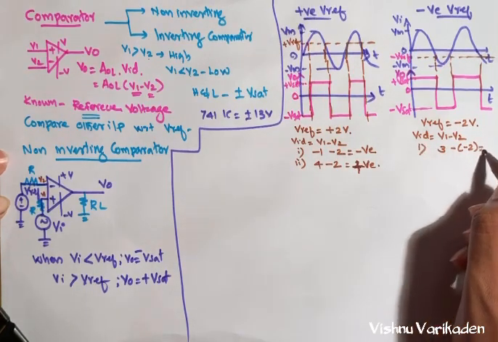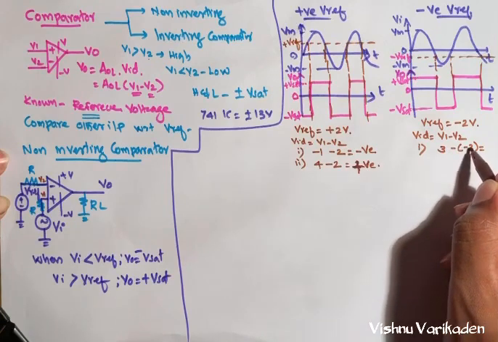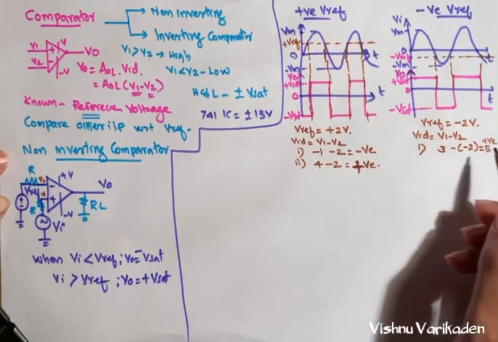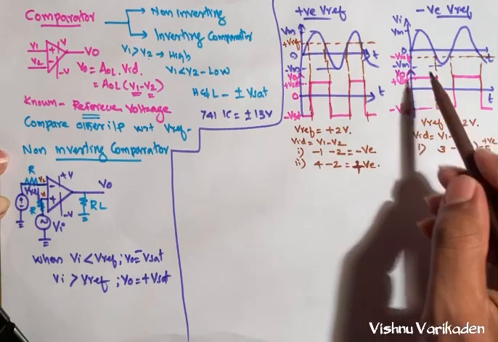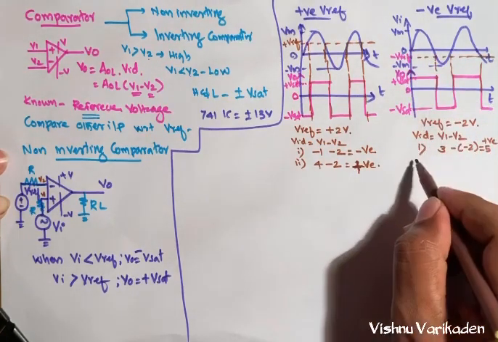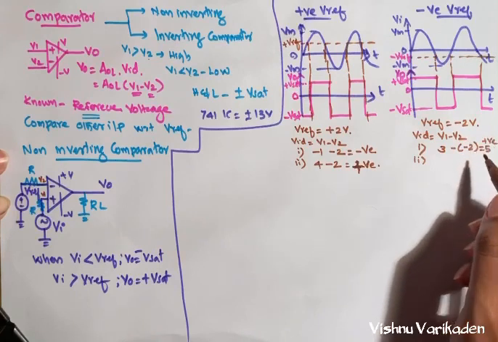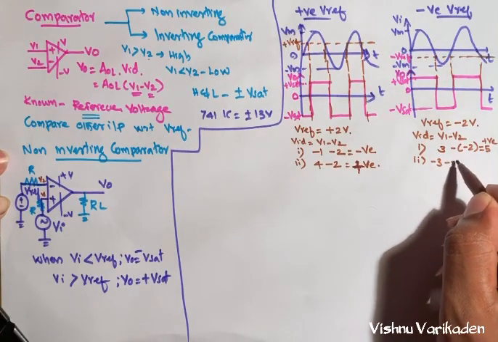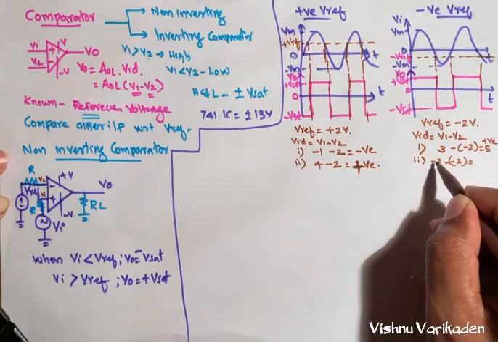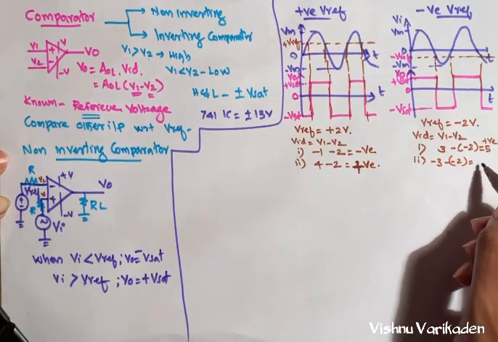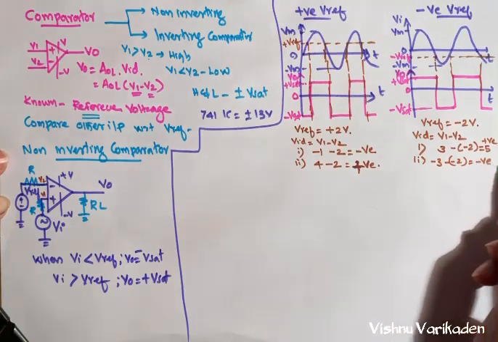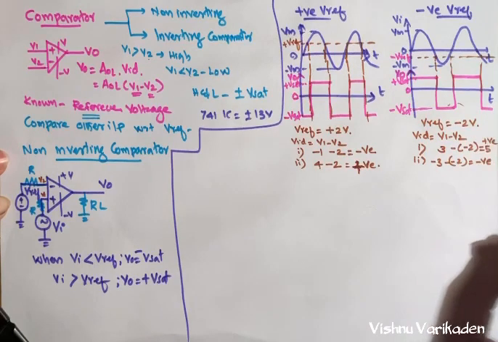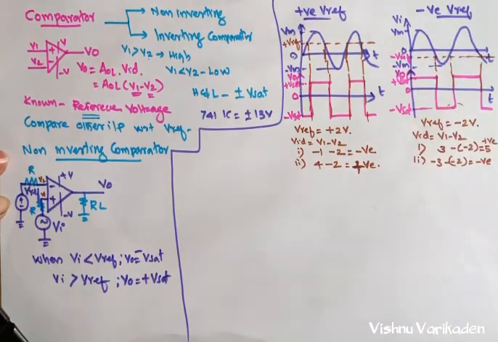So in the first case, what happened? The output is 3 minus of minus 2, that is 3 plus 2, that is 5. That is a positive voltage. So whenever Vin is higher, the output is going to be positive. Next, the second case: minus 3, with minus of minus 2 as our reference voltage. So minus 3 plus 2. What happened? It is a negative voltage. So negative happens at this position, and positive happens at this one.